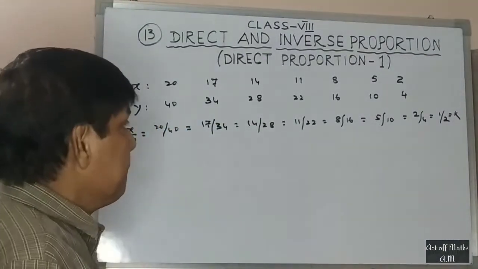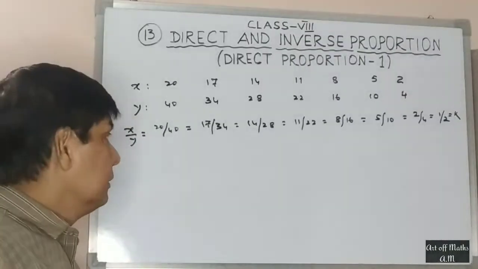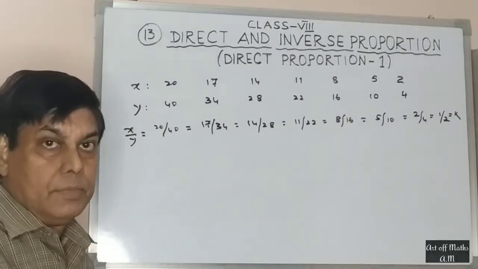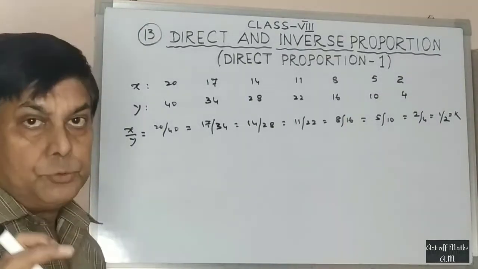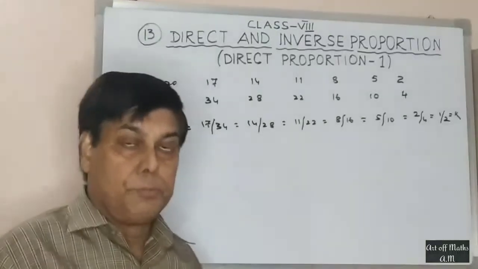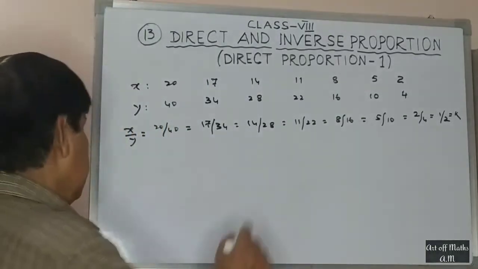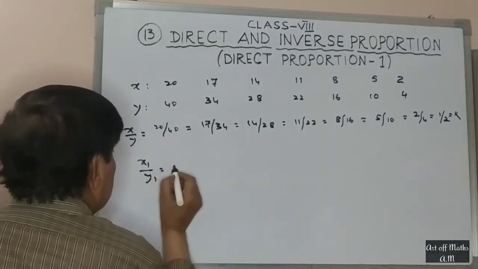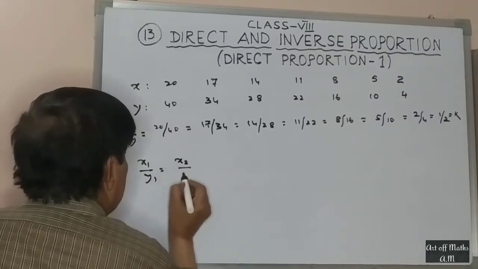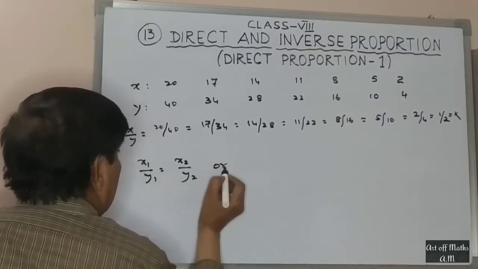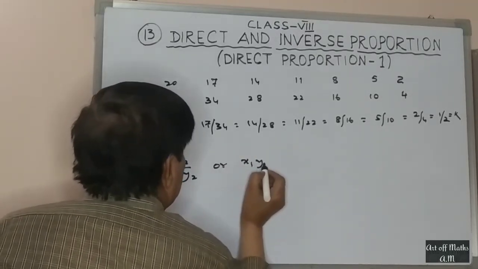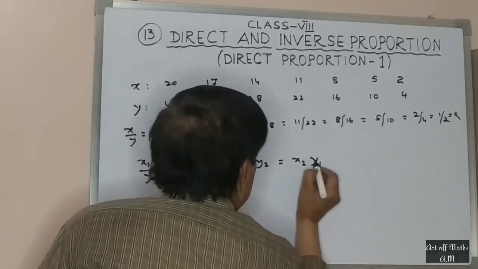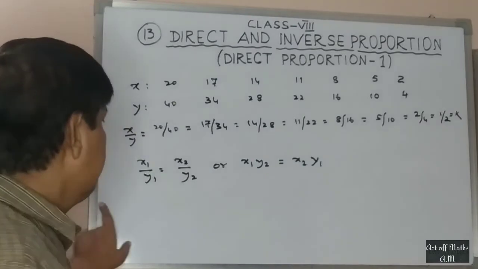This is the example. Then we can say that these two quantities are in direct proportion. Or in other words, we can say these two quantities, x and y, are in direct proportion if x1 by y1 equal to x2 by y2, or x1 y2 equal to x2 y1. This is the condition.